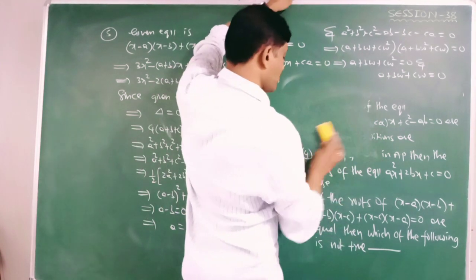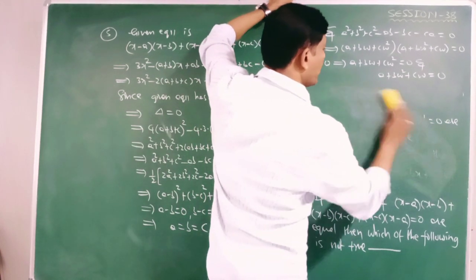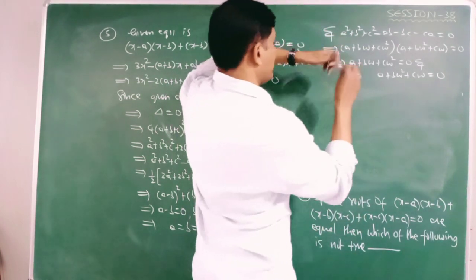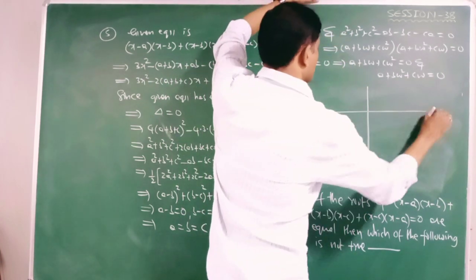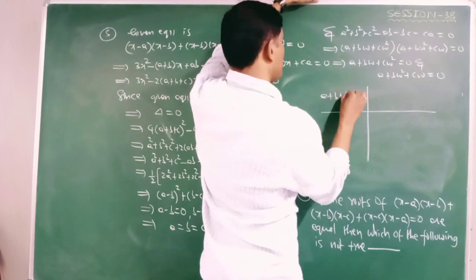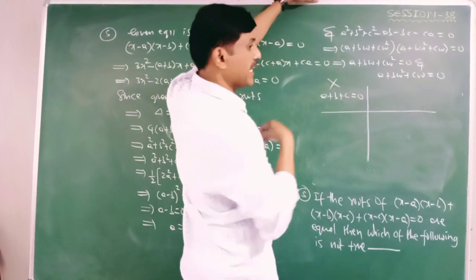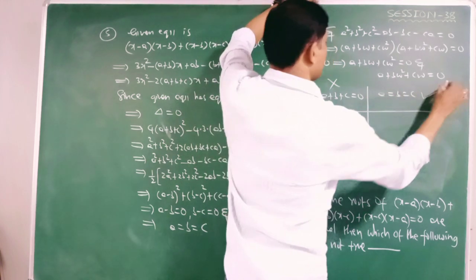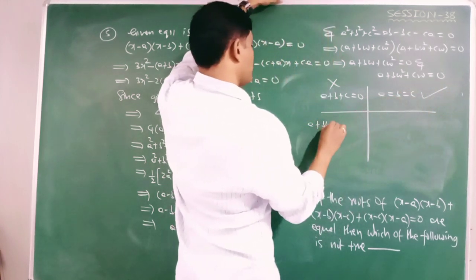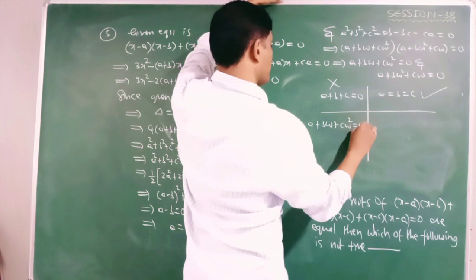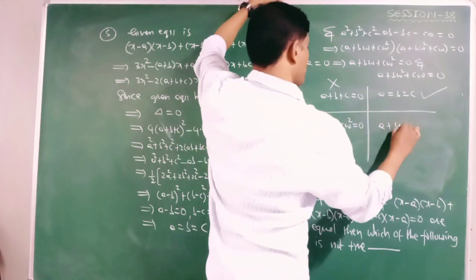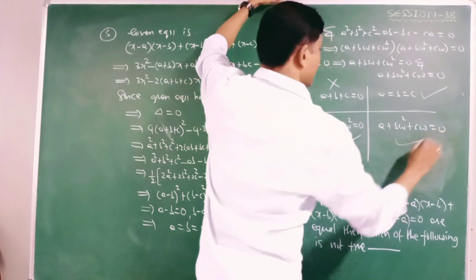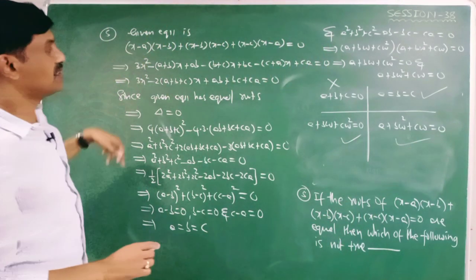Now the question is, which of the following is not true. These are the four options. First option, a plus b plus c is equal to 0. This is a blunder, we never get that. Second, a equal to b equal to c. Yes, exactly. Yes, a plus b omega plus c omega square is 0, or a plus b omega square plus c omega is 0. Now these two are also correct.